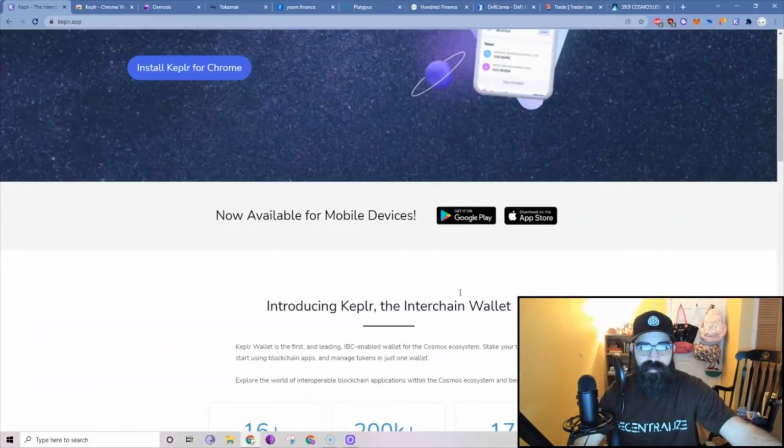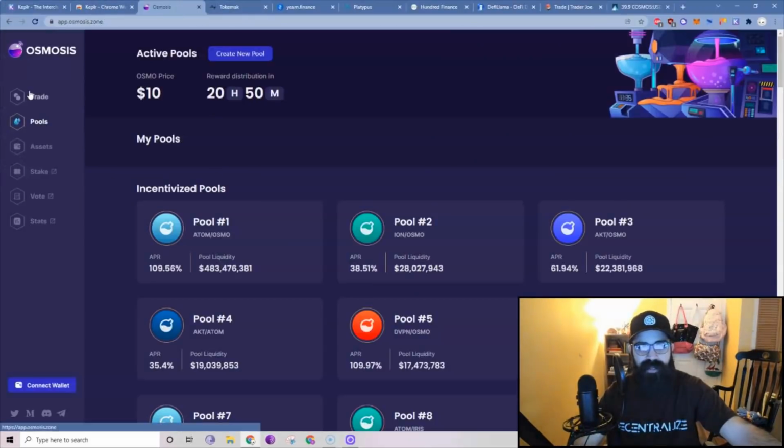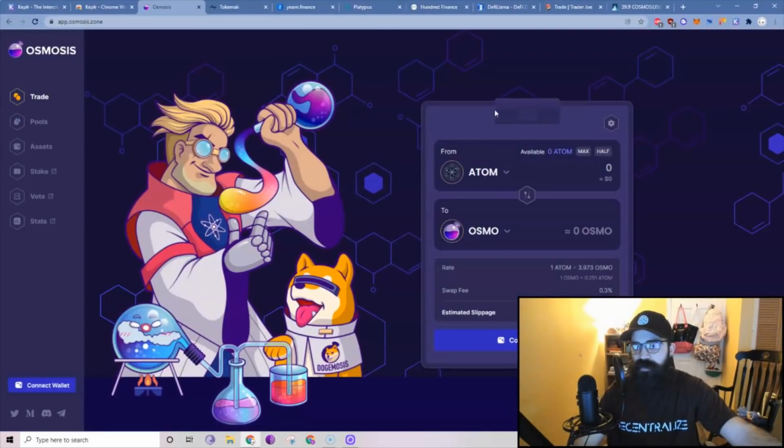Once you have the Atom in that wallet, you can go over to Osmosis, and you're going to want to split your Atom into whatever pair you want. So the cool thing is they have this half button, which makes life super easy, especially for compounding. So presumably you could just click the half button and then swap. The gas is incredibly low here.